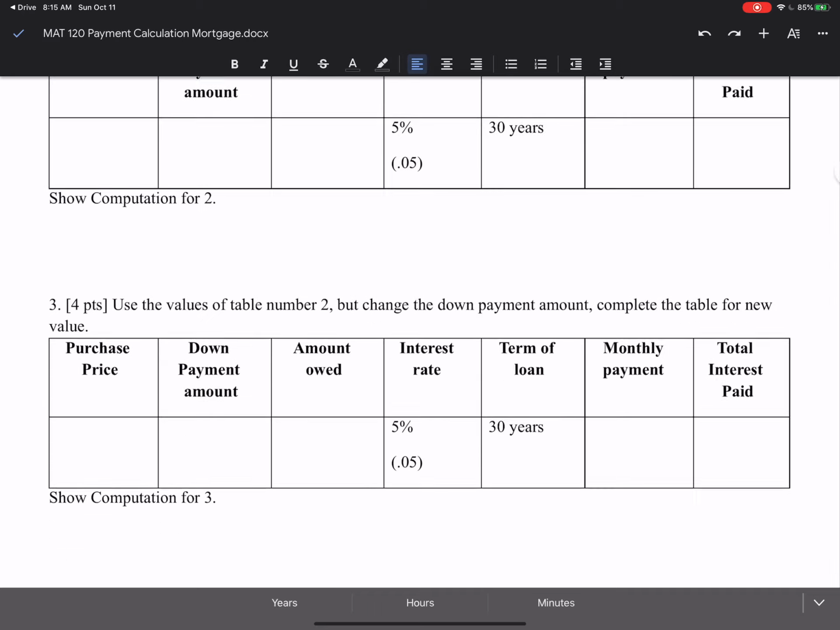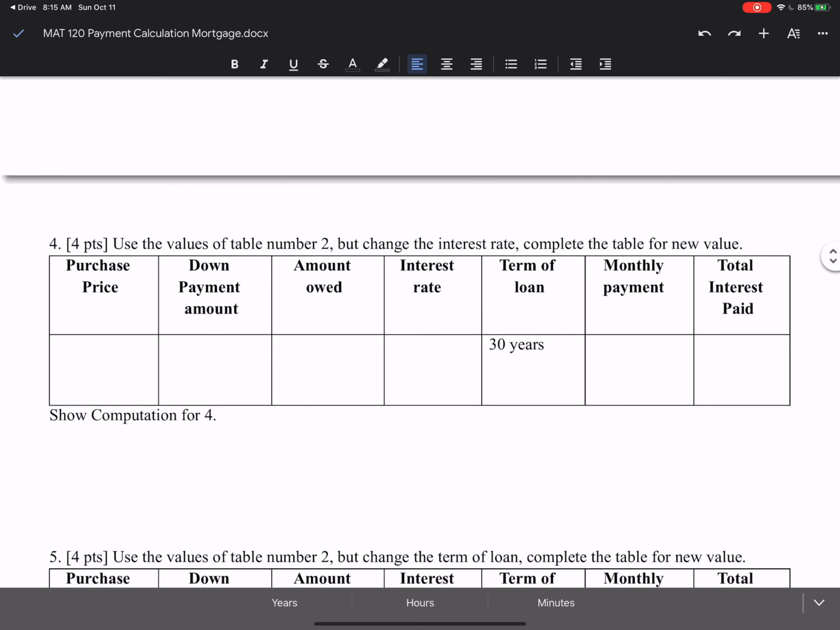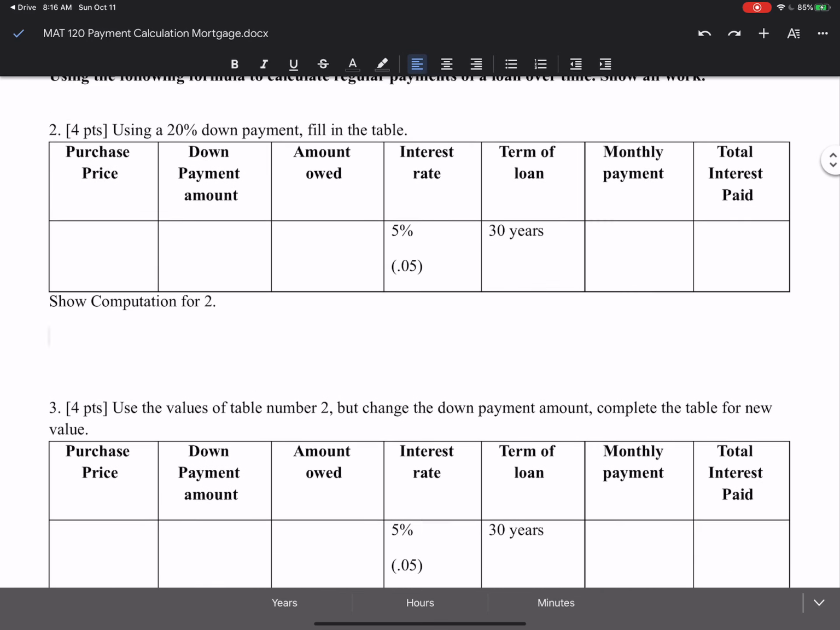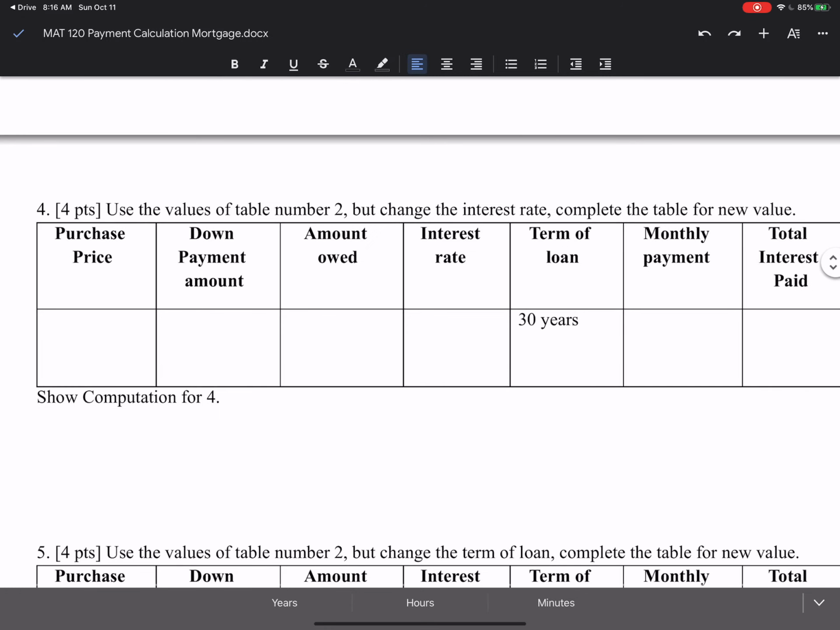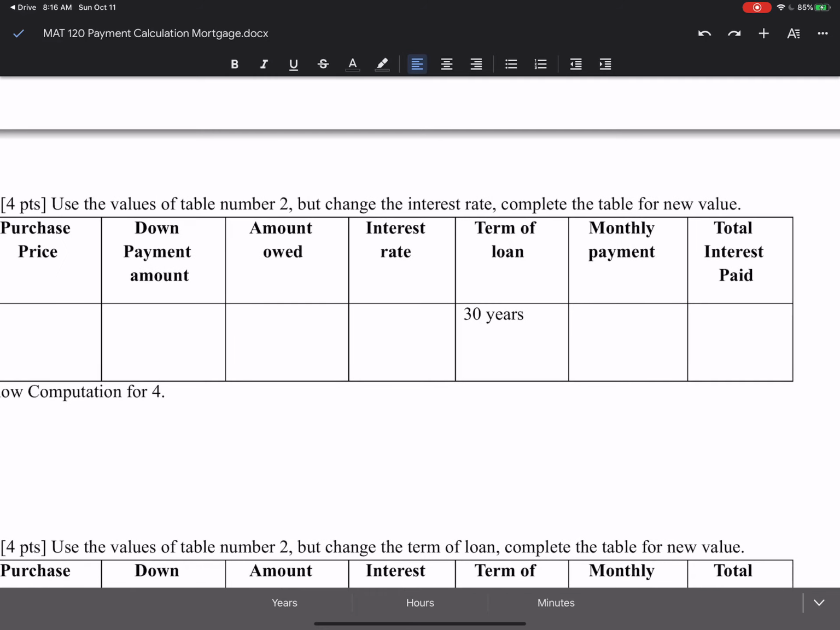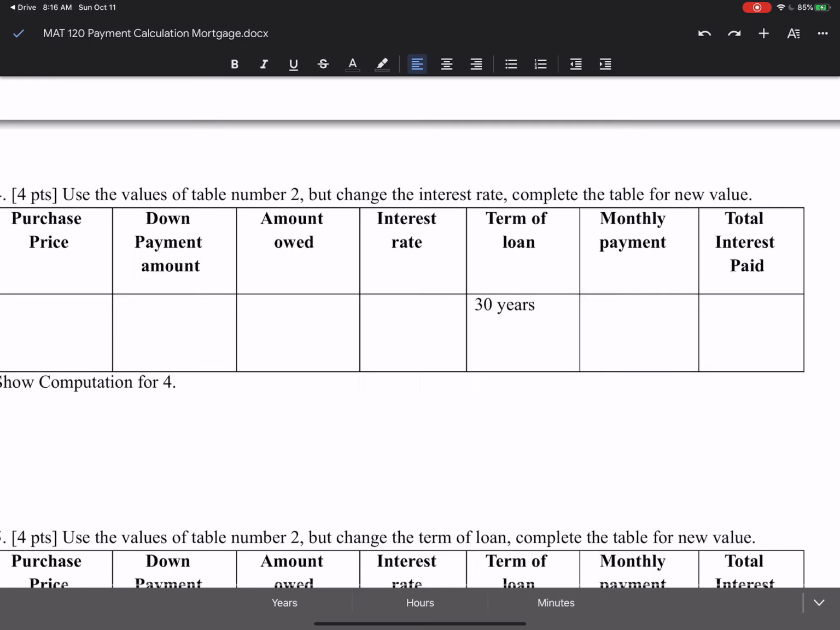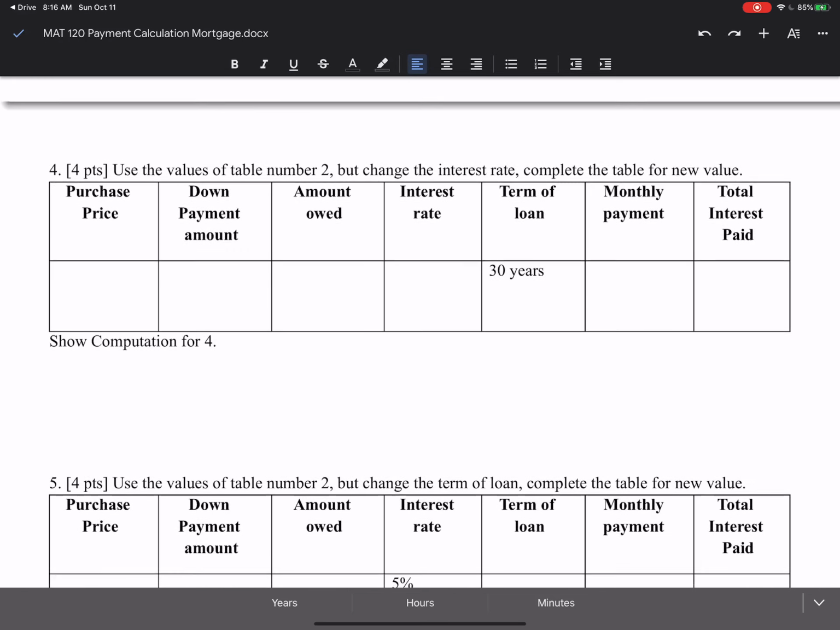In number 4, it says use the values of table number 2, but change the interest rate. So you're backtracking to this first table where you had the purchase price and that 20% down payment. So you'll still have that same purchase price, that same 20% down payment, and that same amount owed as in number 2. But this time you choose a different interest rate to fill in there, and you'll have to recalculate the monthly payment and the total interest paid.